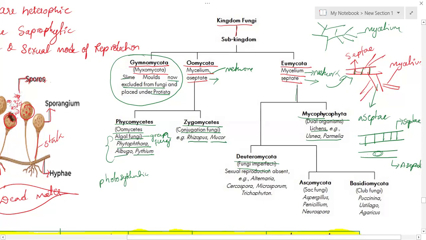Okay, then Ascomycota, which is called sac fungi. Aspergillus, Penicillium, and Neurospora are examples of Ascomycota, sac-like fungi. Basidiomycota has club-like fungi. It looks like this. This has the stalk and the mycelium, this hyphae, and this is a rhizoid. Puccinia, Ustilago, and Agaricus are the three examples that can be given for the Basidiomycota. This is the total classification of the fungi. Is that clear?